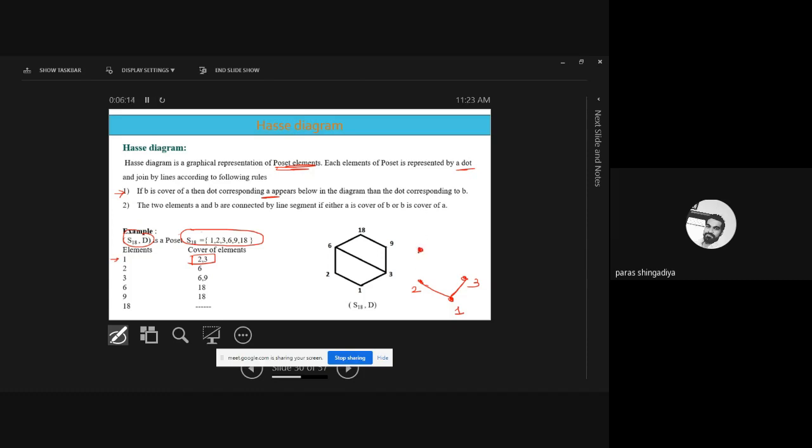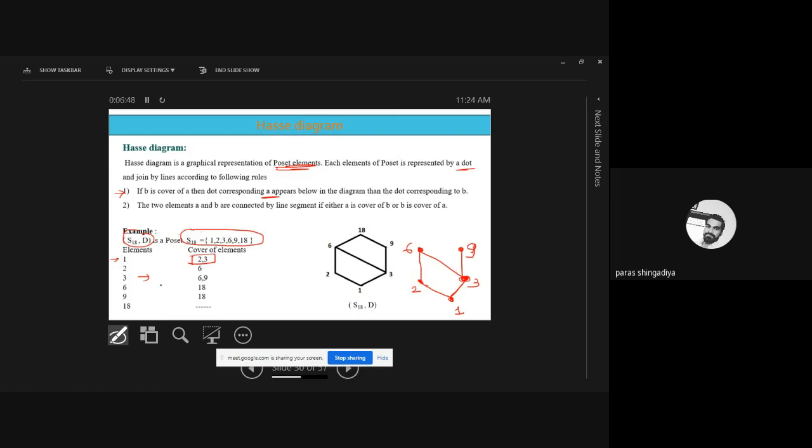Then connect it by a line segment, because 6 is a cover element of 2. After that, 6 and 9 are both cover elements of 3. This is the position of 3, and the place of 6 should be above it, clearly above here. Now assign the place of 9, which should also be above the place of 3. Then connect as per the rule: 6 is a cover element of 3, so connect by a line segment, and 9 is also a cover element of 3, so connect it by a line segment. That is up to this stage.